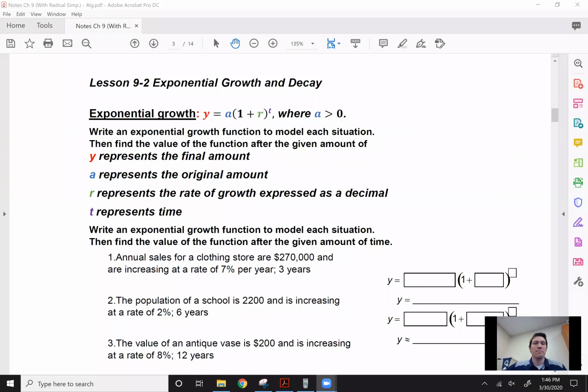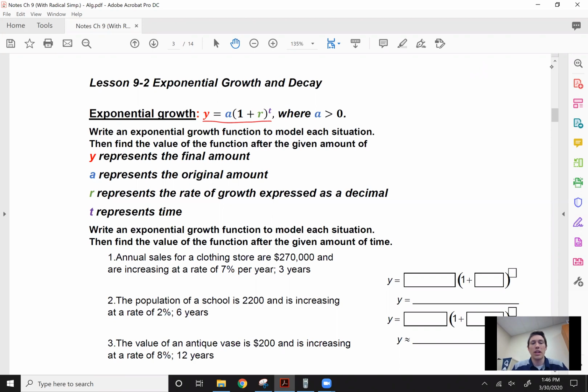So let's get started. Exponential growth. Here is the equation for exponential growth. Y equals a parentheses 1 plus r to the t power. And here it explains what each of those things mean.